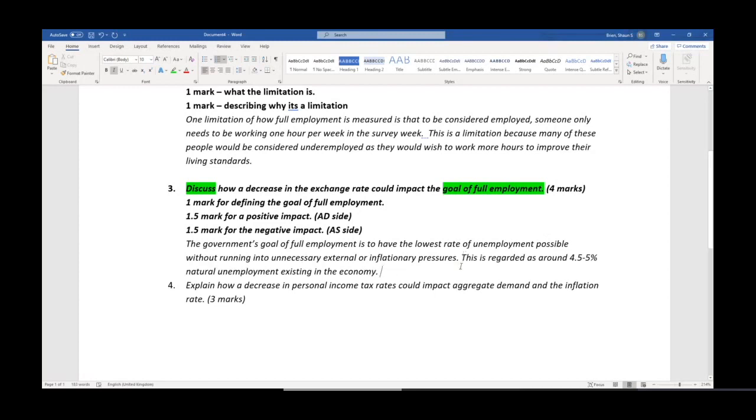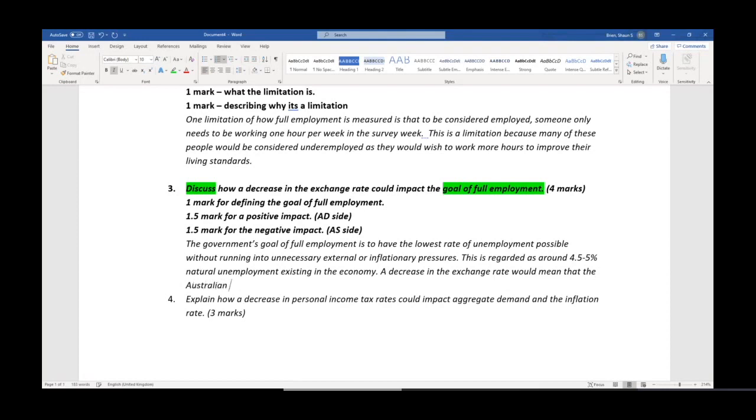And then we get into the positive and negative. So we'll start off with talking about what a decrease in the exchange rate is. A decrease in the exchange rate would mean that the Australian dollar has fallen in value.